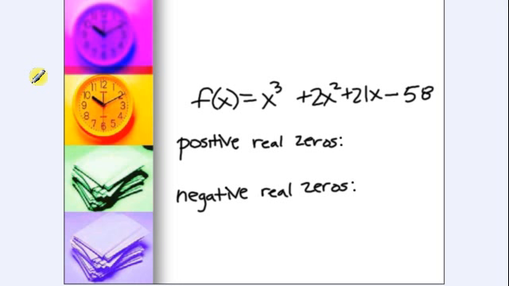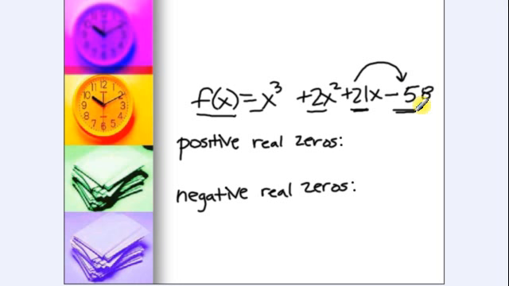All right, the function we found in the previous example was x cubed plus 2x squared plus 21x minus 58. And I know already that it had one positive real zero at positive 2, and then it had 2 imaginary zeros, so it didn't have any negative real zeros. Well, let's look at this using Descartes' rule of signs. If I look at the coefficients of f of x, I can see it goes positive, positive, positive, and then negative. So it only changes signs one time, from a positive to a negative here.